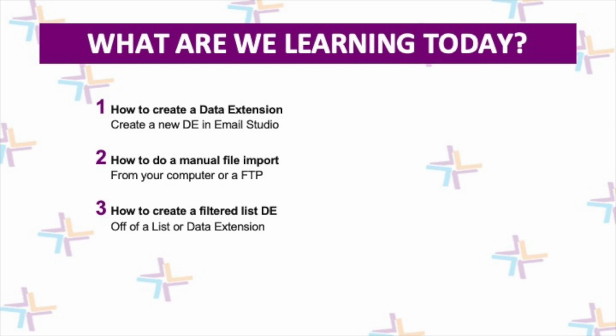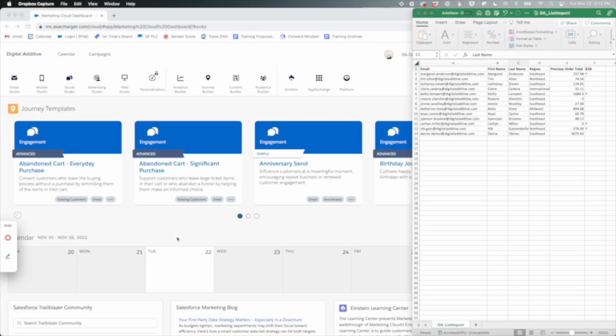Let's take a look. I'm going to be going over how to create a data extension using a list import directly into the data extension itself, as well as how to subsequently create a filtered data extension off of your original source data. So for example, if you wanted to create a sendable segment that was a subset of an original master list that you were importing, you can actually create a filtered data extension and define specific criteria to create that segment.